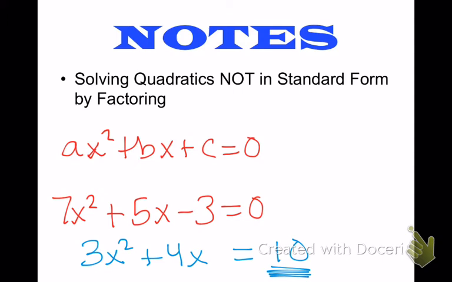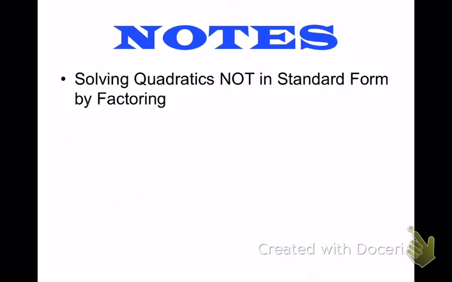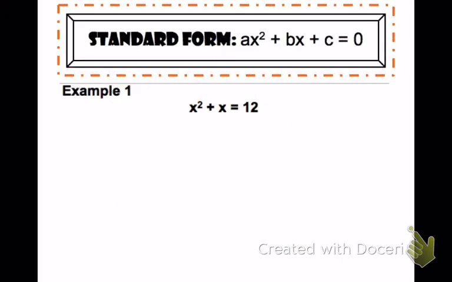They're on opposite sides, so we have to put it in standard form before we're allowed to actually factor with our x factor and then solve. So let's go ahead and get started with that. We're going to do 6 examples. So standard form, again, it's at the top of your page. We're going to go ahead and start with example number 1.